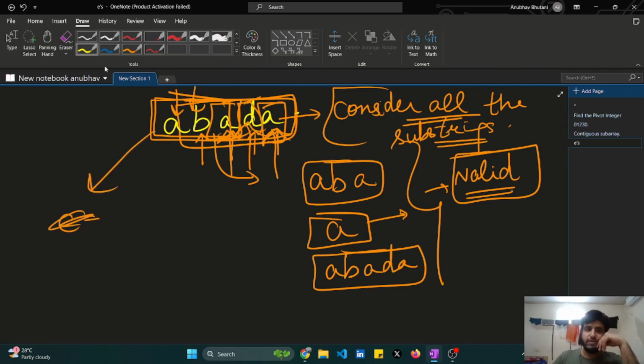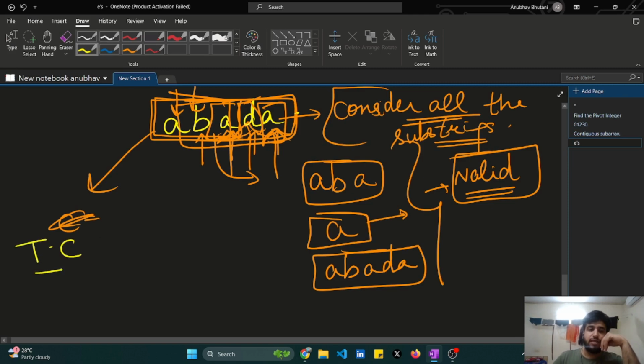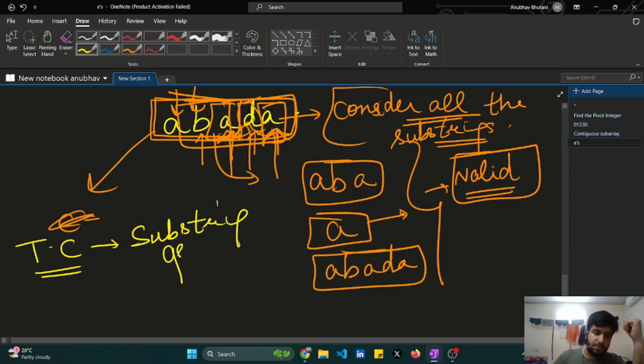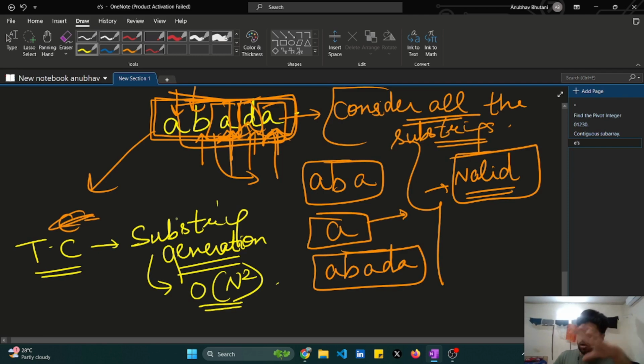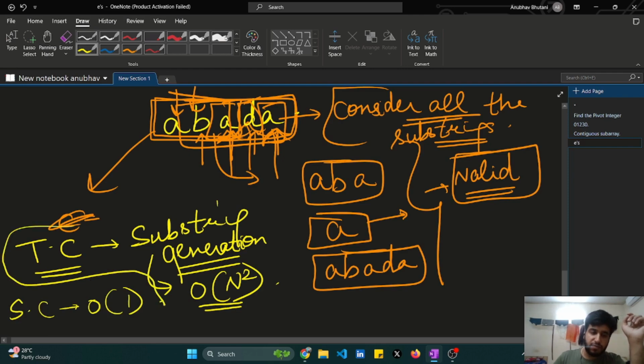But if you try to see the time complexity of this solution, the substring generation would take O of n square time. It is not gonna take any extra space. Space complexity is gonna be O of 1. Okay, but this time is what I have to reduce.